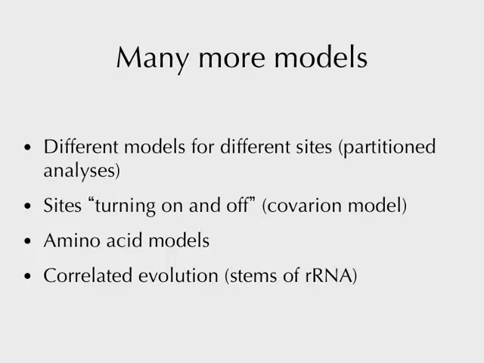One cool result is that if you make a model such that every site has its own rate, you get back to a parsimony model. So you can actually make a likelihood model that acts like parsimony and uses the same tree as parsimony. But it's a crazy parameter-rich model where every site has its own rate.